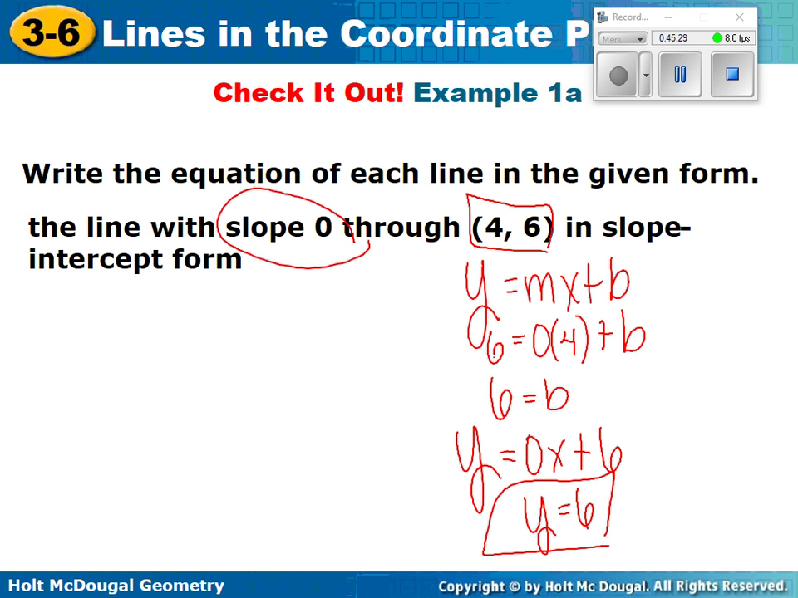We said earlier today that horizontal lines are always going to be y equals a number, and horizontal lines have a 0 slope. If I have a line passing through the point 4, 6, and it's horizontal, then that means the equation is just y equals the y coordinate, 6. Those should be the easy ones on the test, and they're going to be the ones that you're going to miss if you don't pay attention right now.